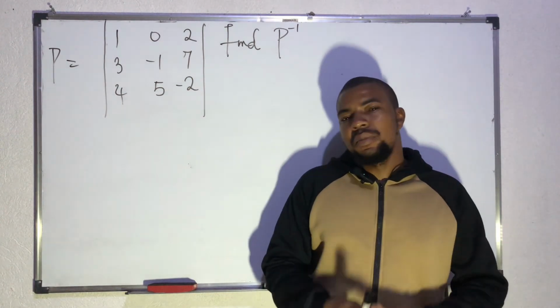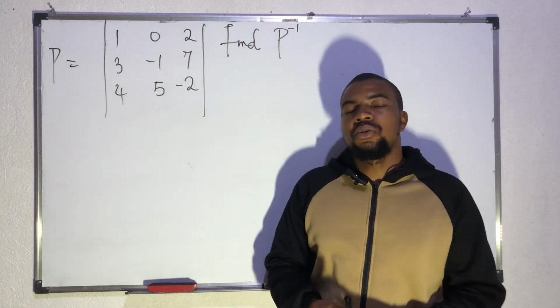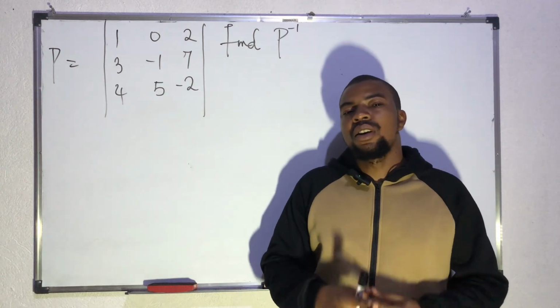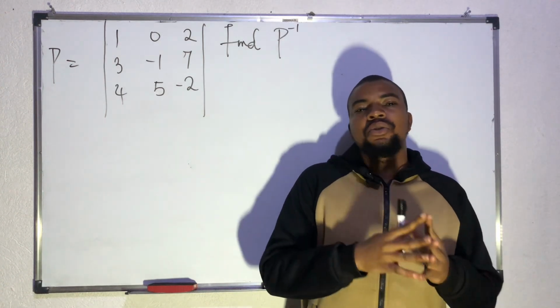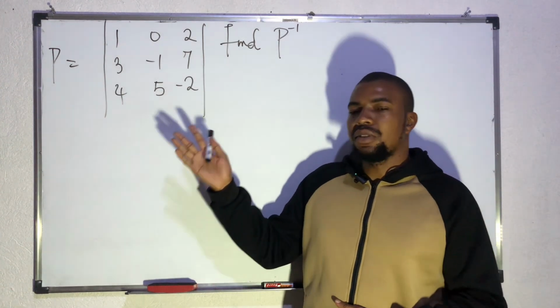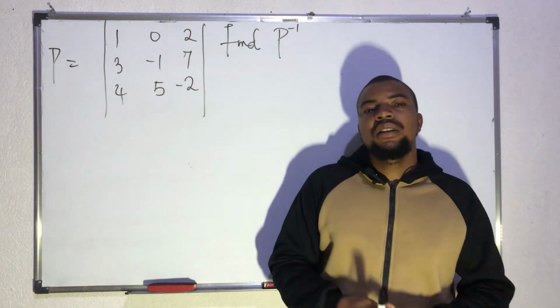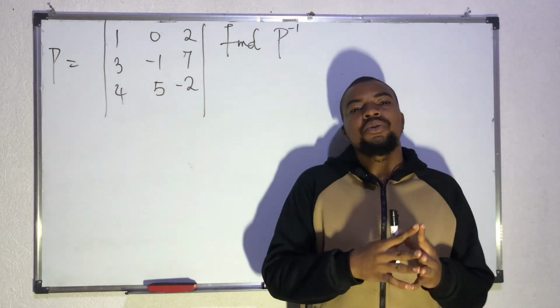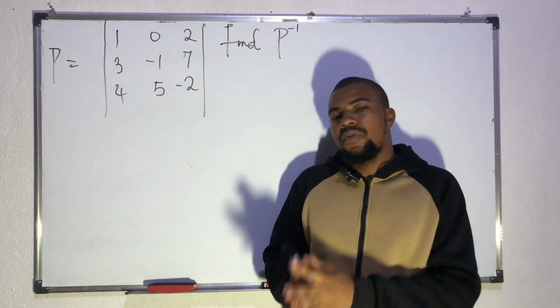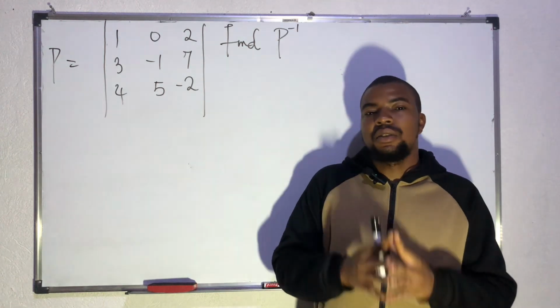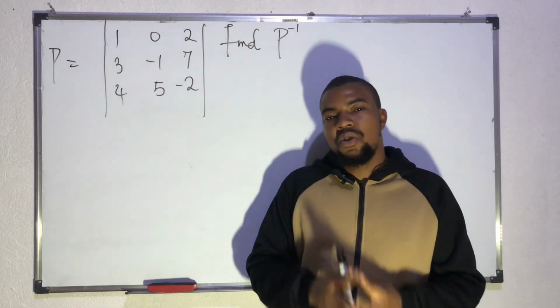After finding the determinant, the next thing you're going to do is to find what we call the cofactors. I'm going to show you how to do that once I start solving this very problem. After finding the cofactors, you need to transpose the cofactors that you've gotten. That's the third step. Transpose the cofactors.